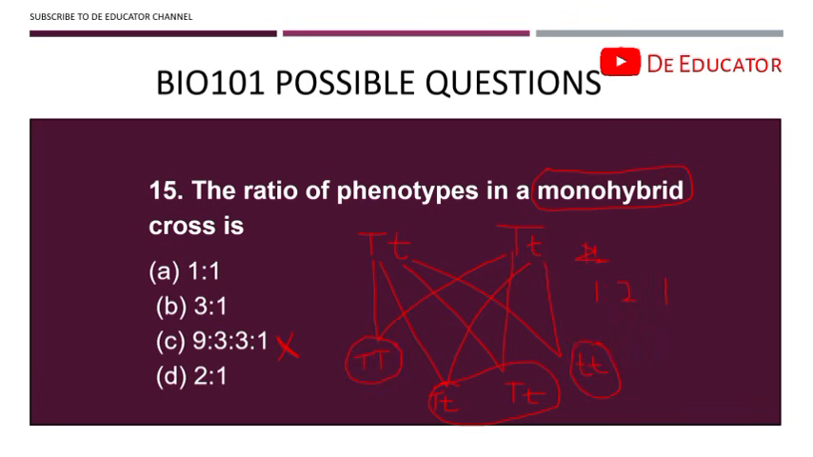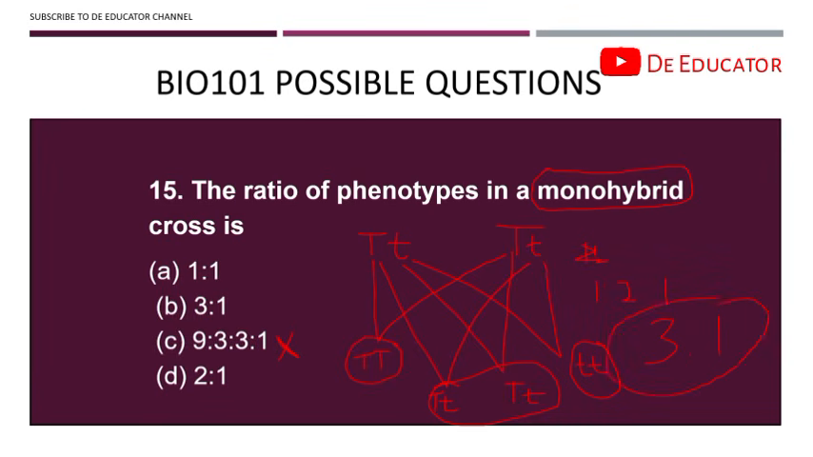Now the phenotypic ratio. That's what we can see. TT homozygous. Is this tall or short? We already know it's tall, right? Is this tall or short? Tall. Is this tall or short? Tall. So we have 3 tall, 1 short. So the answer is going to be 3:1. Please take note.